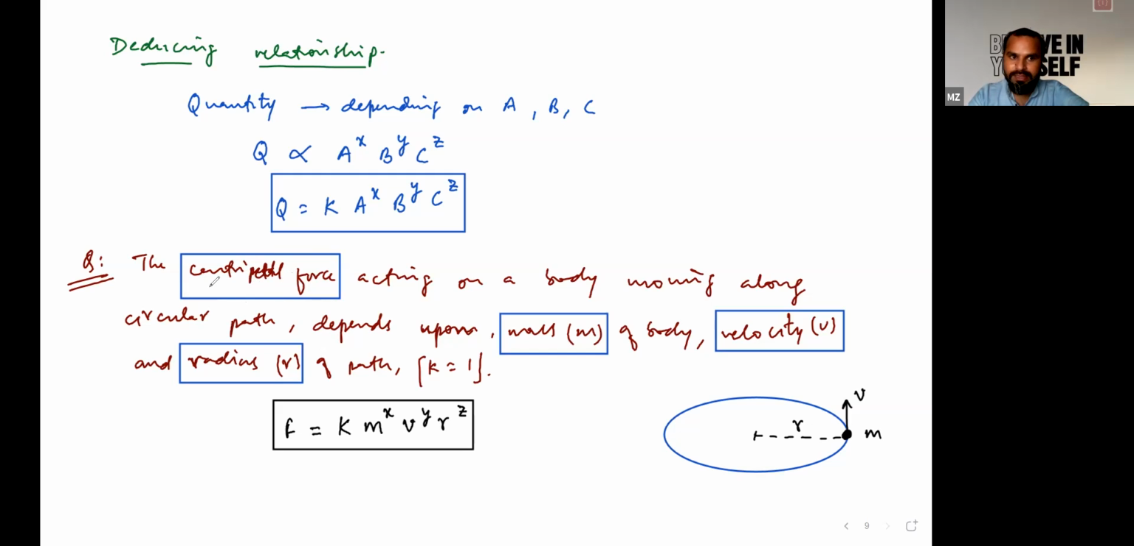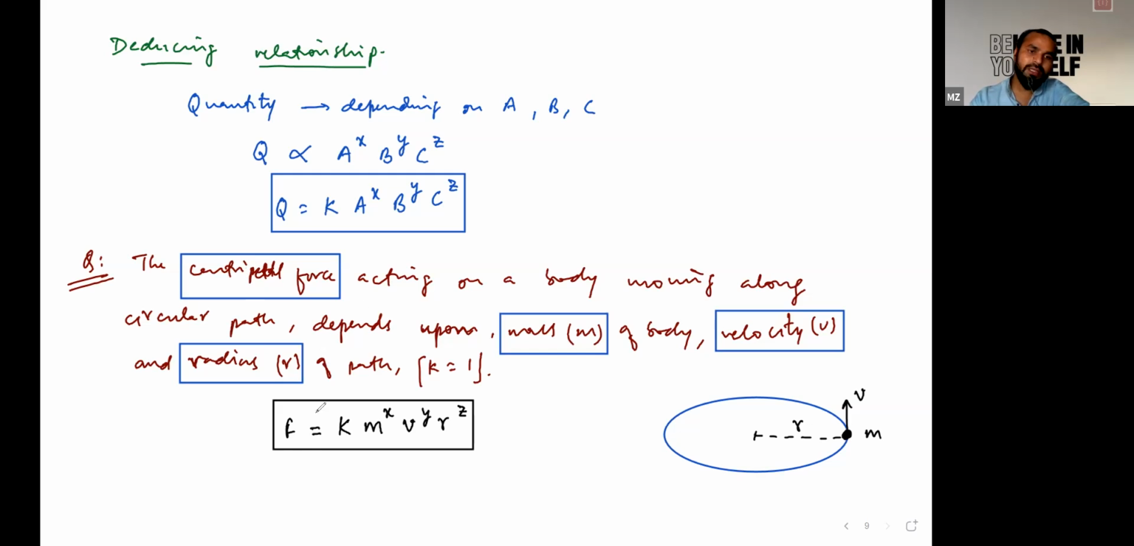We have to define centripetal force, and there is a dependency of that particular centripetal force on mass, velocity, and radius. So we have to first define on what factors the given quantity depends. It depends on these three factors: mass, velocity, and radius. And which quantity do we have to calculate? We have to calculate this particular centripetal force.